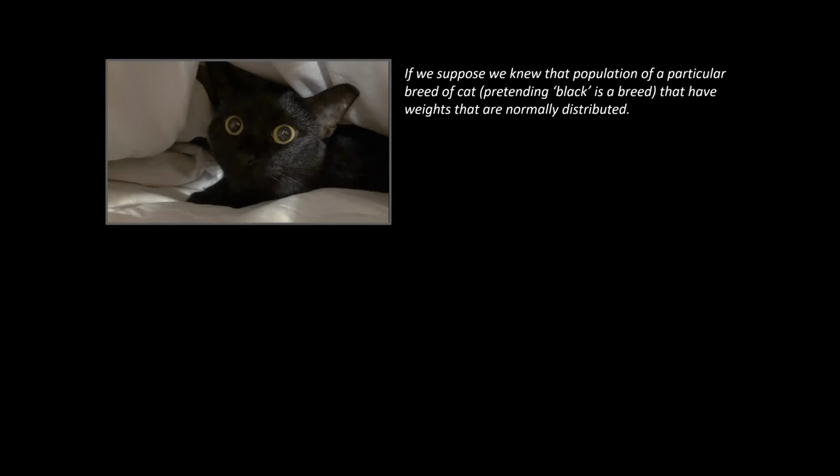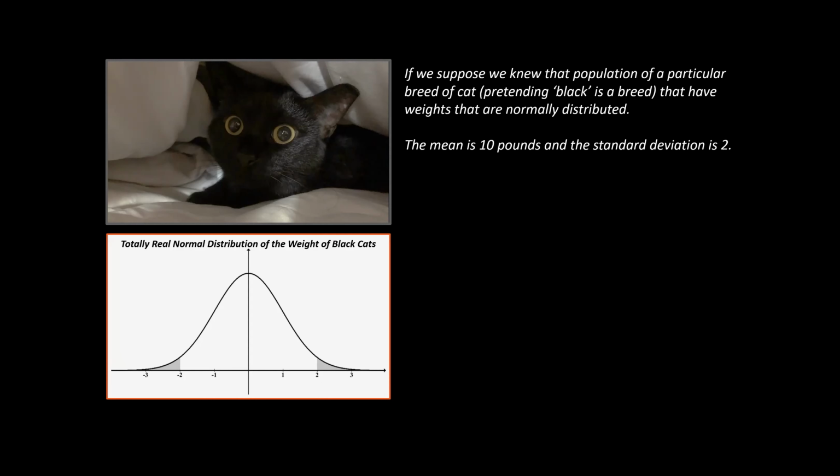So suppose we knew that the population of a particular breed of cat, pretending black is a breed of cat, have weights that are normally distributed, and we knew that the distribution looked like this. So the mean of the distribution is 10 pounds with a standard deviation of 2. I made this up, please know that, but let's pretend. So we know that the mean here is 10 pounds and the standard deviation is 2. And we're talking about populations. So that means all black cats fall somewhere on this distribution.